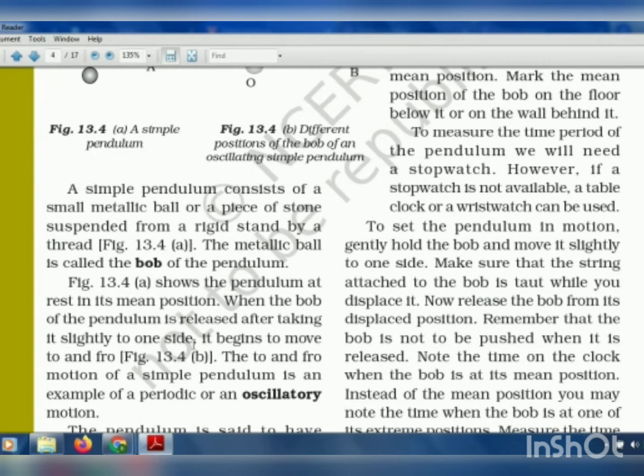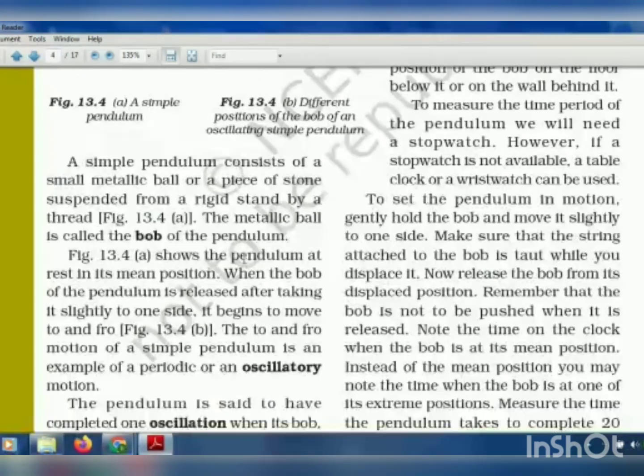Okay. So in this figure you can clearly see the difference between figure A and figure B of 13.4. In figure A, it is at the center of the screen, and in figure B you can see the pendulum is moving from left to right. So this is the difference between the two, 13.4 A and B.